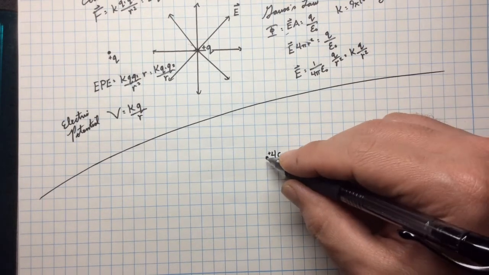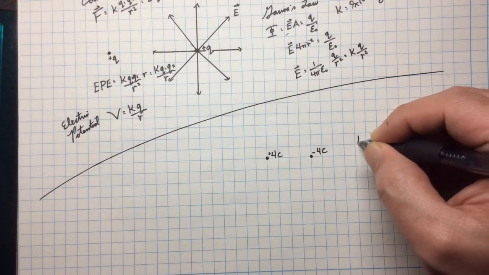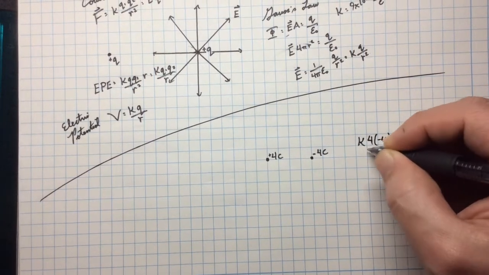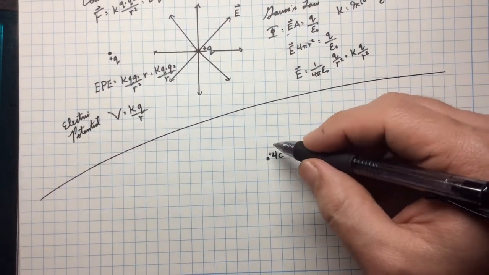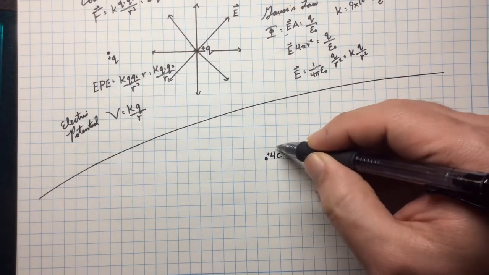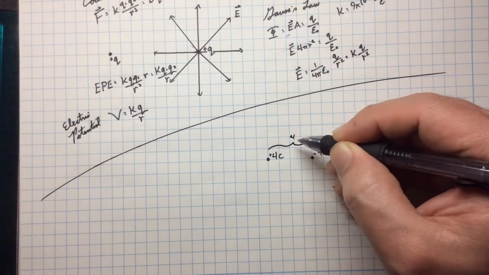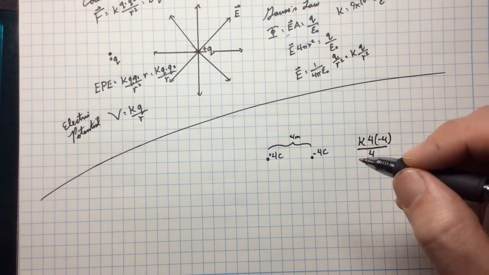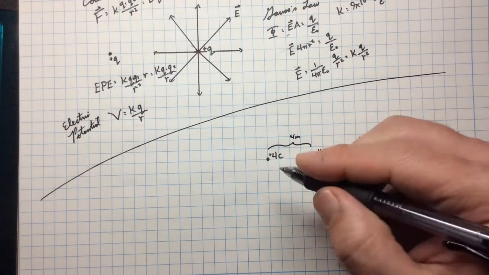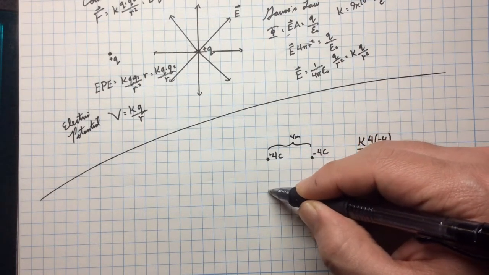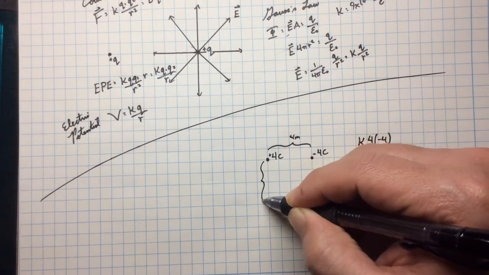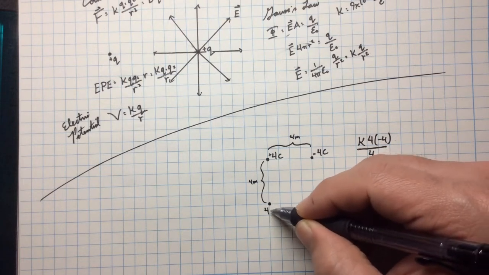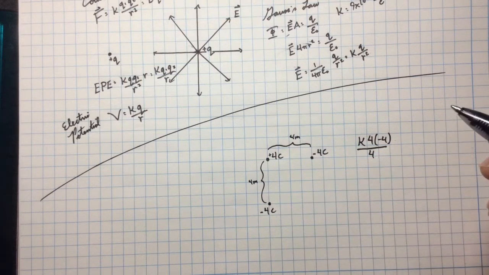So placing this one here, nothing. Placing this one, it would be KQ, first Q 4, second Q negative 4, over R, and let's say this R is 1, 2, 3, 4 meters on the bottom. So that's just to place this charge here. What if I wanted to place another charge right below this guy? So 1, 2, 3, 4. Let's place another 4 down here, 4 meters. And let's put another charge there. Let's call it a negative charge as well. Negative 4 coulombs of charge.